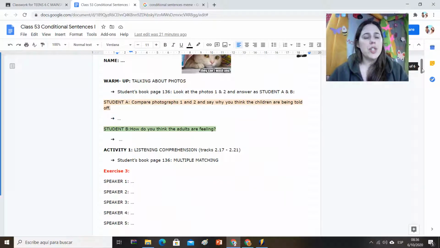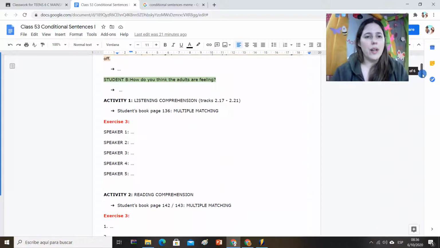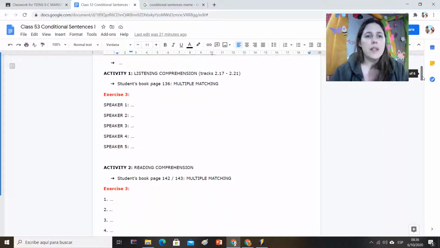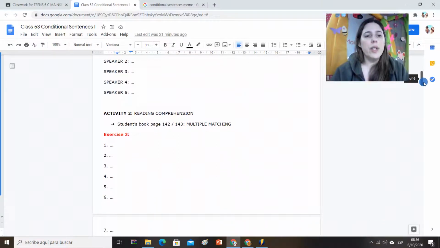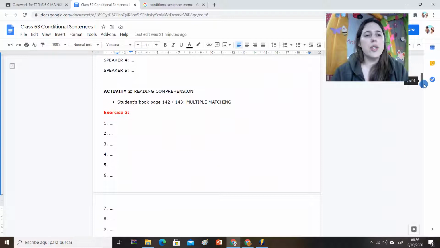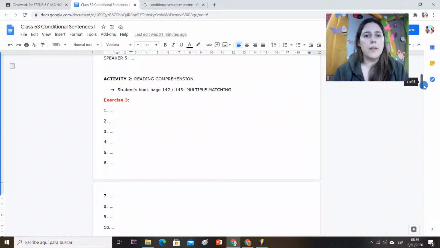Once you have finished this, activity 1, listening comprehension, so you're going to find the tracks uploaded here in the classroom. It's on page 136 in the student's book. Then you will continue with a reading comprehension exercise on pages 142 and 143. It's multiple marking.